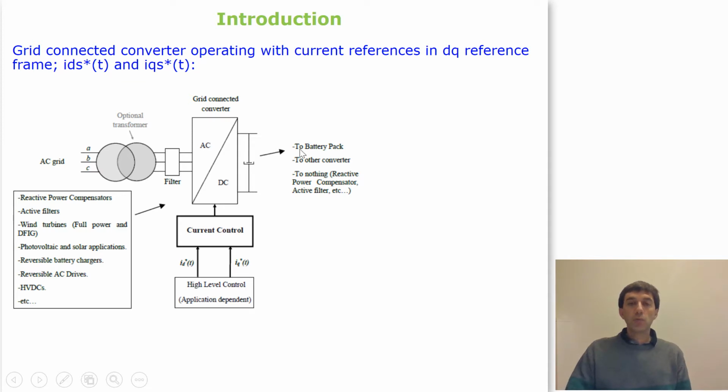Then here, depending on the application, we could have battery packs or another converter, or even nothing, as for instance in reactive power compensators such as STATCOMs or active filters. And finally, in almost all these applications, we have the current control, in which the objective is, as the name says, to control the currents. And these current references normally are given as D component of currents and Q component of currents. And depending on the application, there could be a high-level control strategy, on which we are not going to focus in this presentation. We will focus only on the current control, in the lower control strategies.